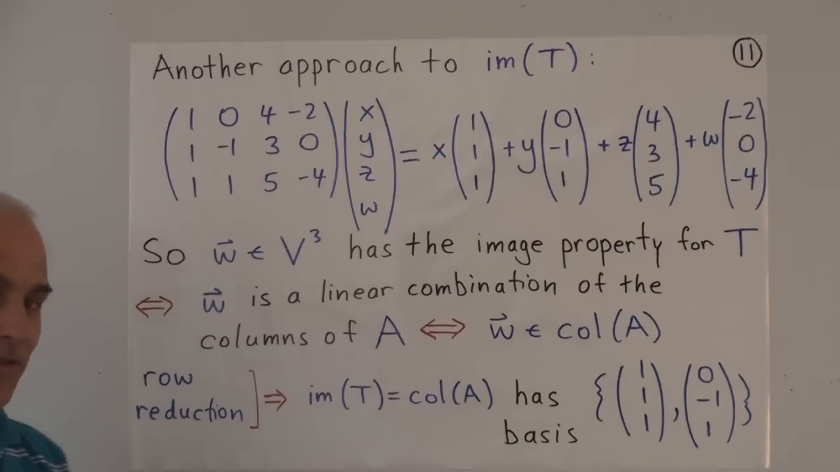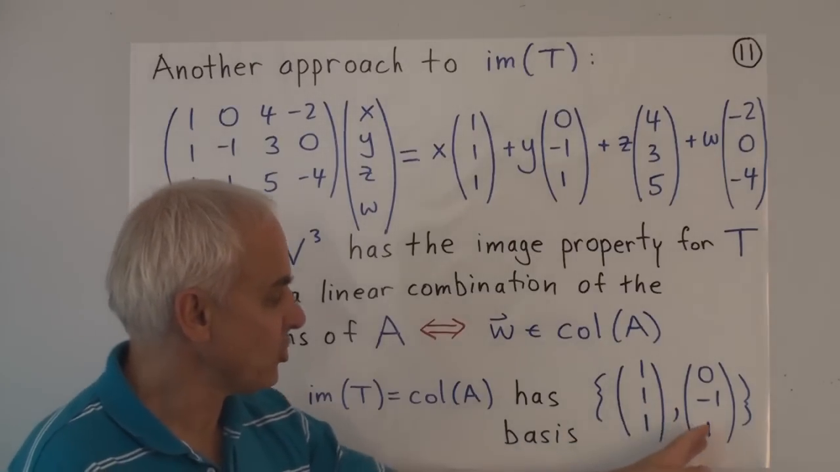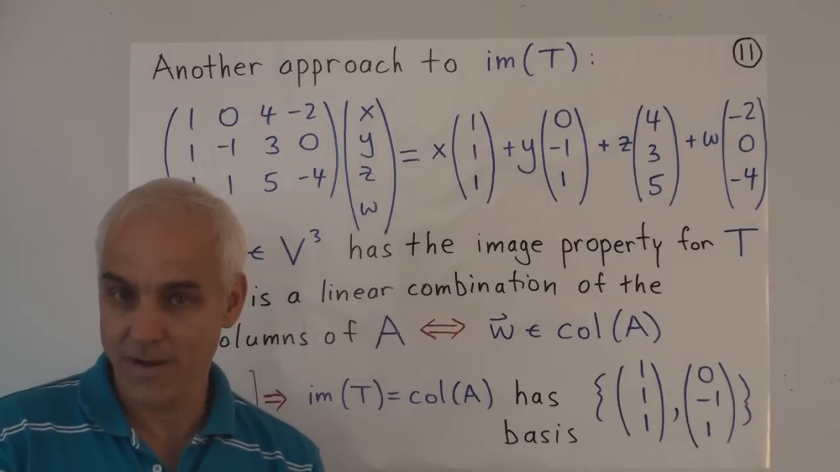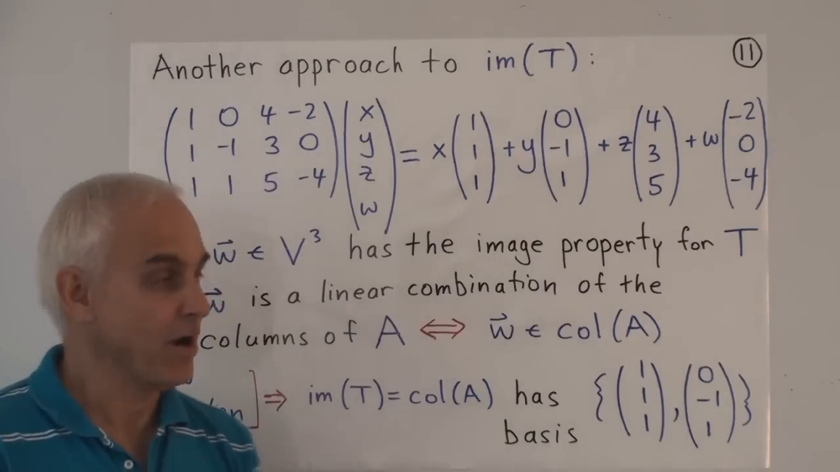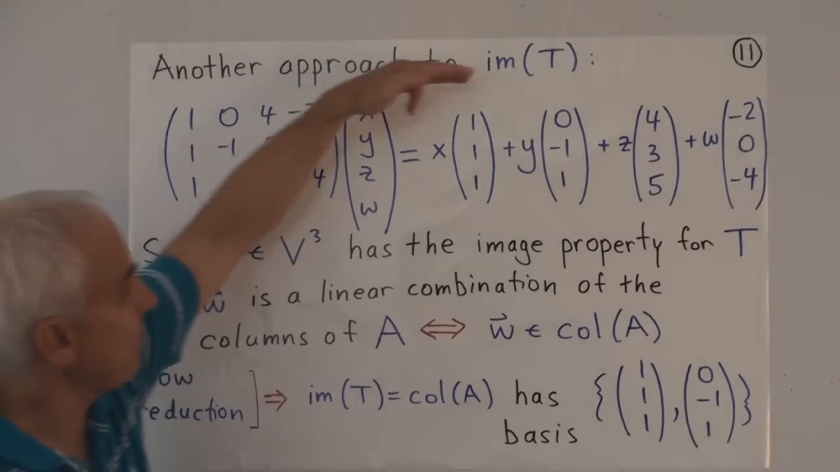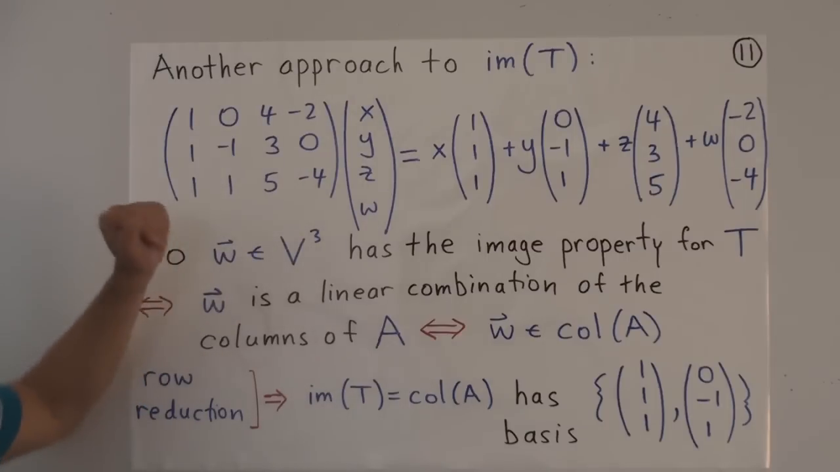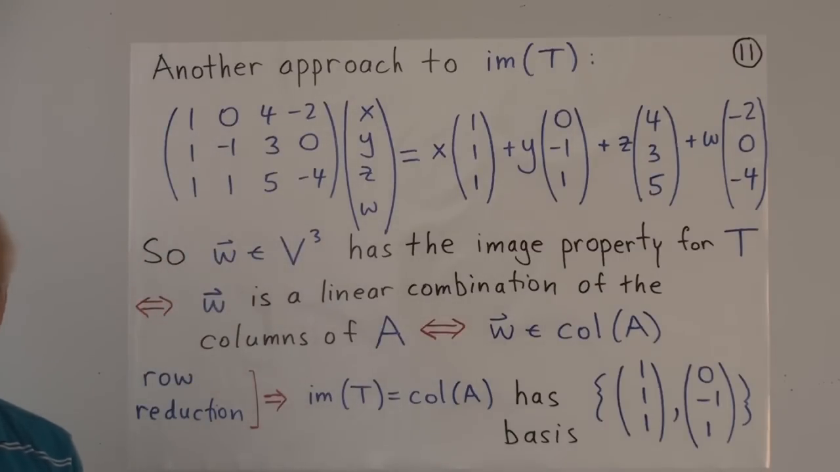That's another consequence of the row reduction that we did on the matrix. So the column space has a basis of these two vectors. These two vectors are really the basis for the image of the linear transformation. This is a very important point: the image of the transformation is the same as the column space of the matrix, in other words, the space spanned by the columns of the matrix.